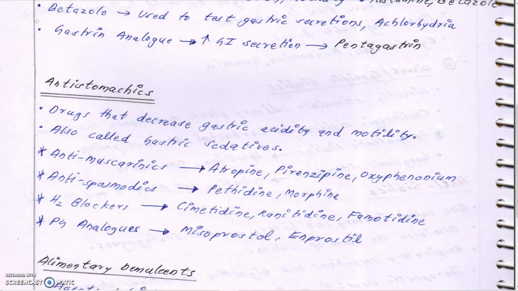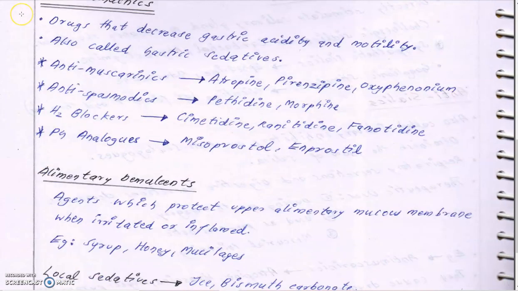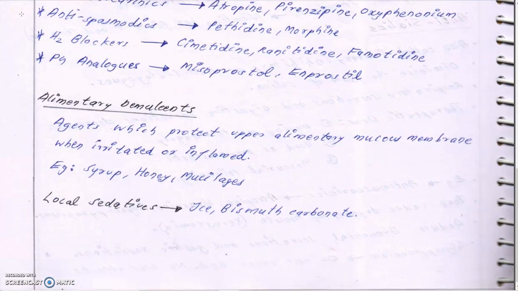Now, prostaglandin analogues. Prostaglandin analogues may increase the chance of constipation, like misoprostol and enprostil. They will decrease the stomach movement. Now, alimentary demulcents. These are agents which protect the upper alimentary mucous membrane when irritated or inflamed. They are syrups like honey, mucilages, etc. And the local sedatives used are ice and bismuth carbonate.